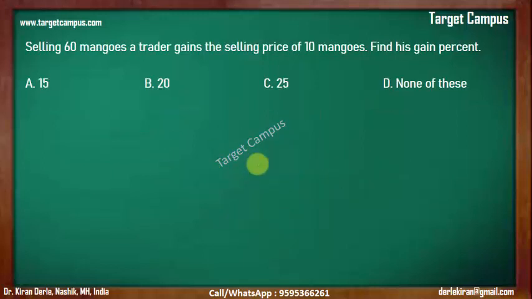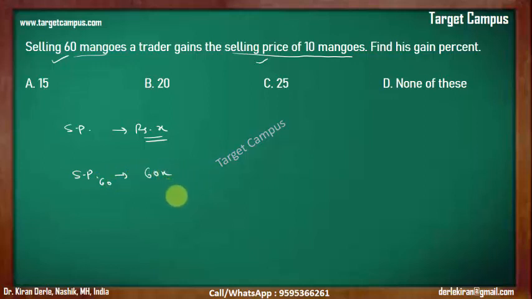Let's move forward. Selling 60 mangoes, a trader gains the selling price of 10 mangoes. Find his gain percent. Let's see. So selling price is given here. Let us assume selling price as rupees X, as the selling price is mentioned. So, selling 60 mangoes, a trader gains the selling price of 10 mangoes. So SP of 60 mangoes is 60x, and in this selling price there is a gain of 10x, that is equal to the selling price of 10 mangoes, which is given.